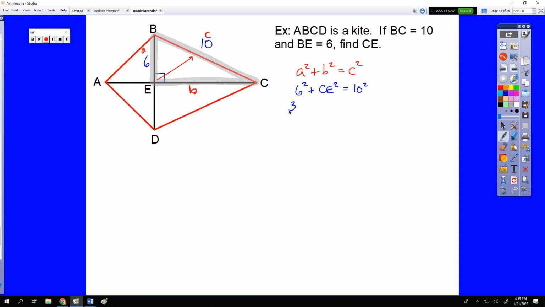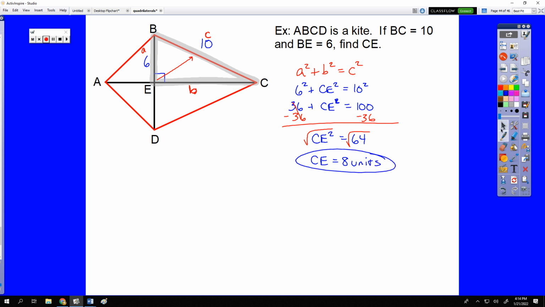So that would be 36 plus the length of CE squared equals 100. We would then subtract 36 from each side of the equation, which would give us CE squared equals 64. And then to get rid of the squared on CE, we would take the square root. So CE would be equal to 8 units. Okay, that's the first problem type, our length problems based in the Pythagorean Theorem.